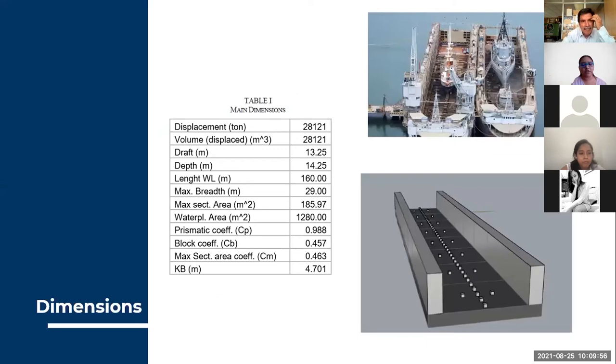Then here are the main dimensions. To get this table of the main dimensions, we did a 3D model. To make this 3D model, we selected the geometry. The geometry is very simple. When we made it, something interesting is that there exists a gap between each pontoon. The reason for this gap is to reduce the probability of collision between pontoons when you're removing them.